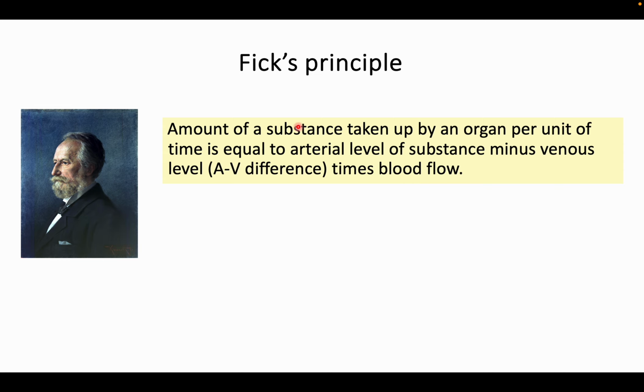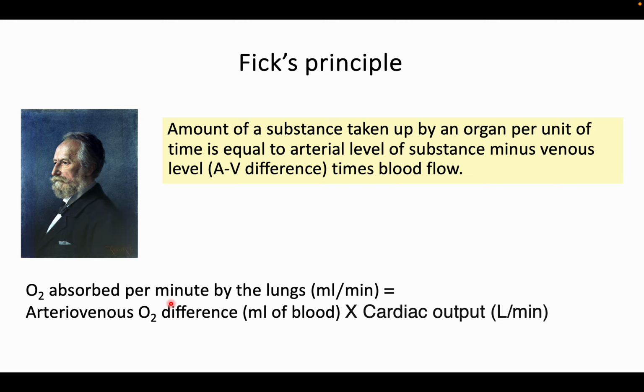So if we take the substance as oxygen, as an example, what should be the equation? The oxygen which is absorbed per minute by the lung, as in its definition, the amount of the substance which is taken by the organ is equal to its arterial level minus venous level, the arteriovenous oxygen difference, into the blood flow. Here the blood flow will be cardiac output. So this is the equation.